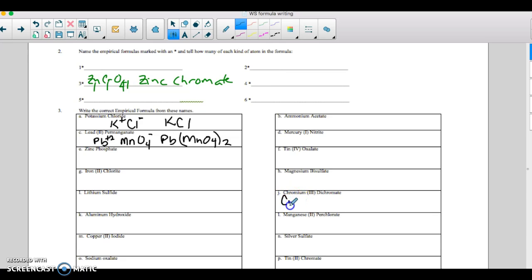Here I have chromium +3, dichromate. Dichromate doesn't mean I have 2 of them, it's just the name of that ion. I bring down the 2 and the 3. So the answer would be Cr2(Cr2O7)3, with the parenthesis and a 3. That's all I have. Hope that helps you guys get going on the worksheet.